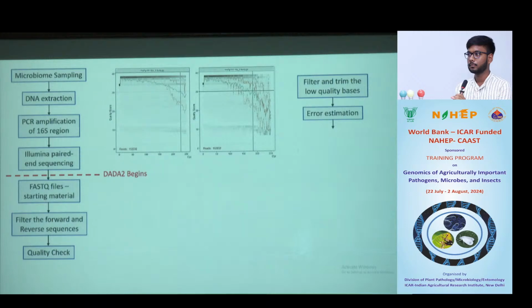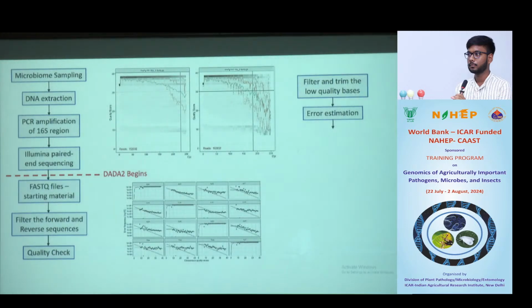Then error estimation. What is error estimation? In Illumina sequencing, the same sequence is read multiple times. That is called depth. For example, if you are sequencing the same sequence 100 times, take the first base as A. At all the 100 times, whether the first base A is read as A or as other bases.